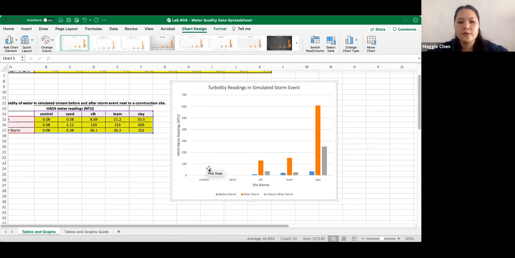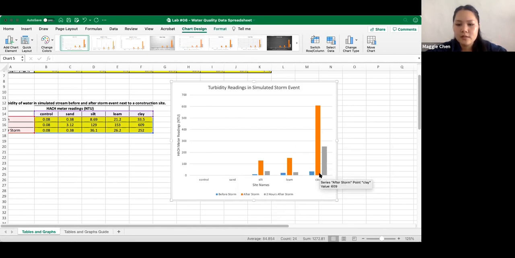There's no change, very small NTU readings because our control is our deionized water. So it's very clear already, there's not going to be a lot of cloudiness. But as we go up in particle sizes, our sand is quick to settle after a storm event, so again, very low readings. But as we go up to say clay, which is our lightest, our smallest particle size, because it's so light, it's going to stay cloudy longer.